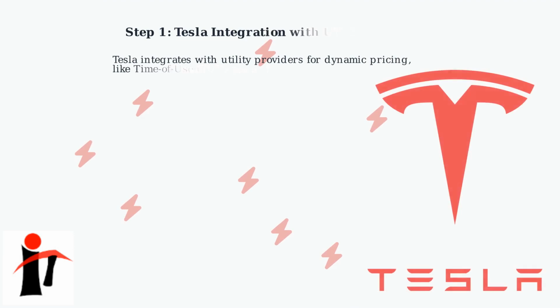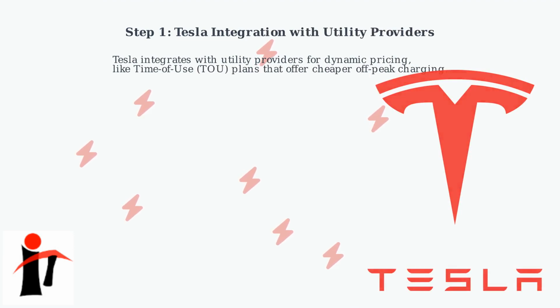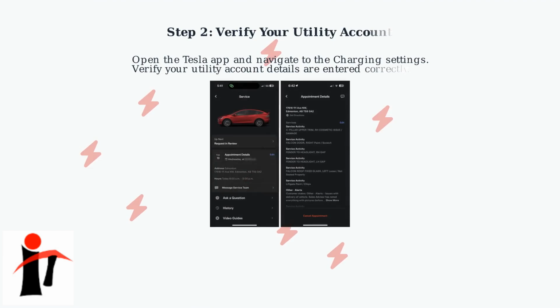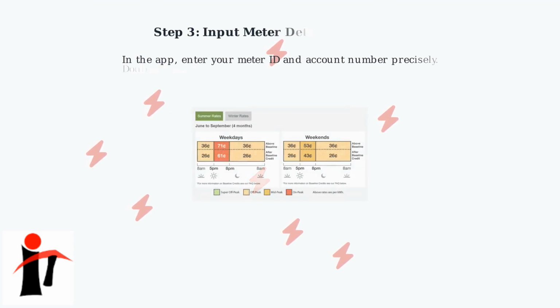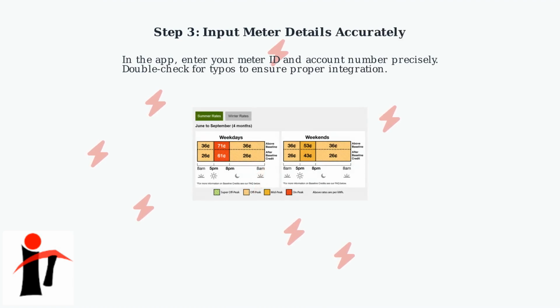Tesla integrates with utility providers for dynamic pricing like time of use plans that offer cheaper off-peak charging. Verify your utility account within the Tesla app. Open the app and go to Charging Settings to confirm your utility account is properly linked. Input your meter details accurately. Enter your meter ID and account number in the Tesla app settings, ensuring there are no errors.